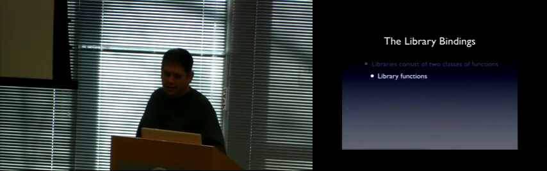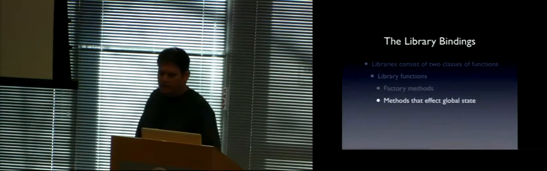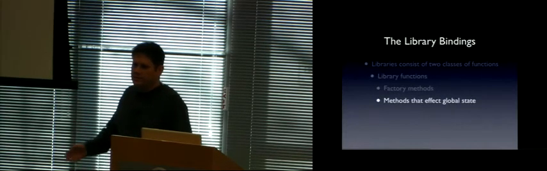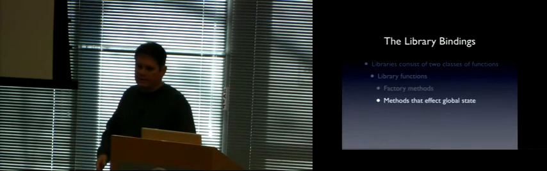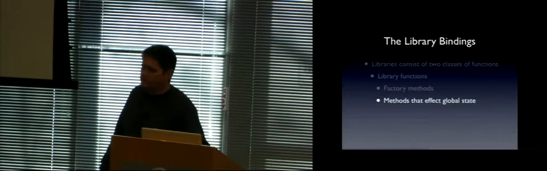All right, the libraries consist of two types of functions, basically. You've got the library functions, which are factory methods and methods that affect the global state. So these are methods you're going to call directly on the library itself, either to create a new object or to set the global state to something else.